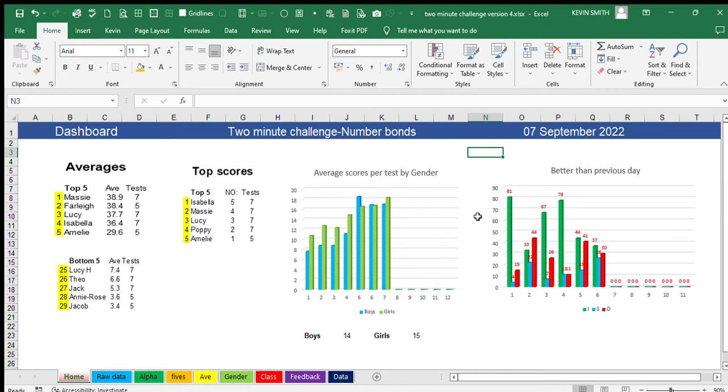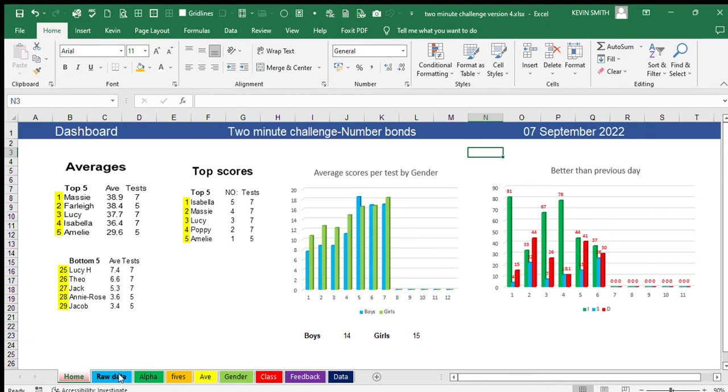So this graph is showing you percentages for each. So the first set of figures here shows 81% of children on day 2 increased their score, 4% just stayed the same, and 15% decreased their score. Then on day 3 the other scores you can see there.